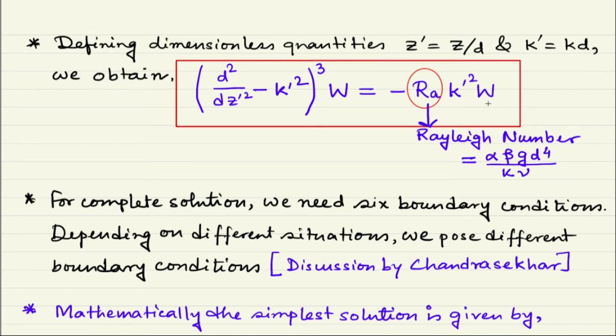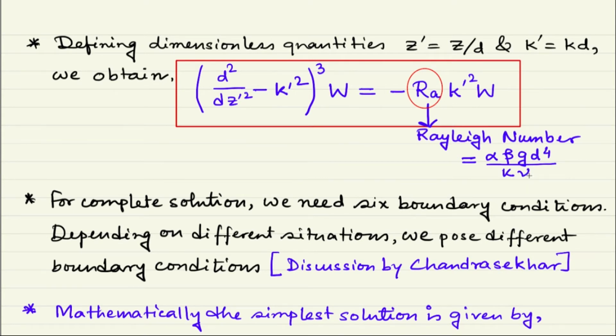Okay, this dimensionless number is known as the Rayleigh number, and this is given by alpha beta g d to the power 4 by kappa nu. There are two things to remember: the Rayleigh number first of all increases with beta, with alpha, with d, and of course with g, but g is considered to be constant here, but it decreases with kappa and nu.